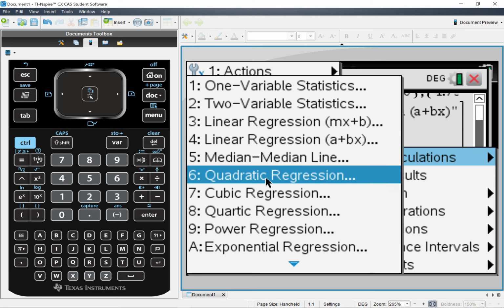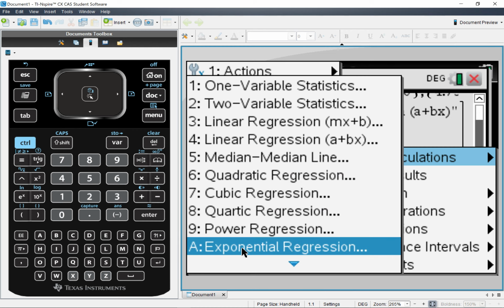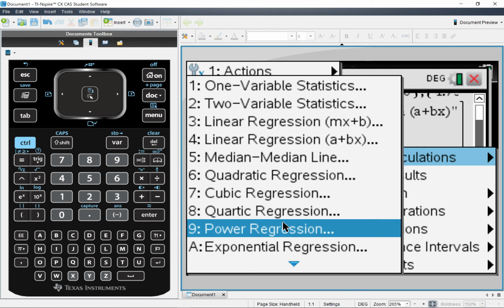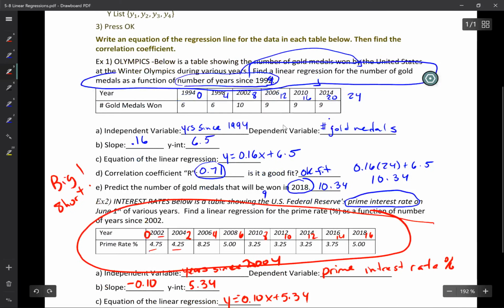Just before I go, you can also do quadratic regressions if you think it's based on a quadratic equation, or cubic or quartic or power or exponential. You can do all kinds of different types of regressions, right? So there you have it. Not hard. By this point, you should be pretty good with this kind of stuff.